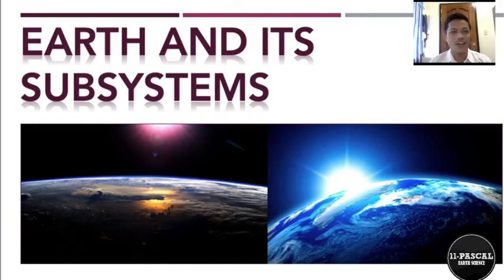Okay, let's start with our new lesson. Our second lesson is about Earth and its subsystems. We know in our lesson 1, we have learned about the characteristics of Earth that make it a suitable planet for life. Many of these characteristics result from the Earth's distance from the sun. Earth is a home of varied life forms which interact continuously with the non-living components.